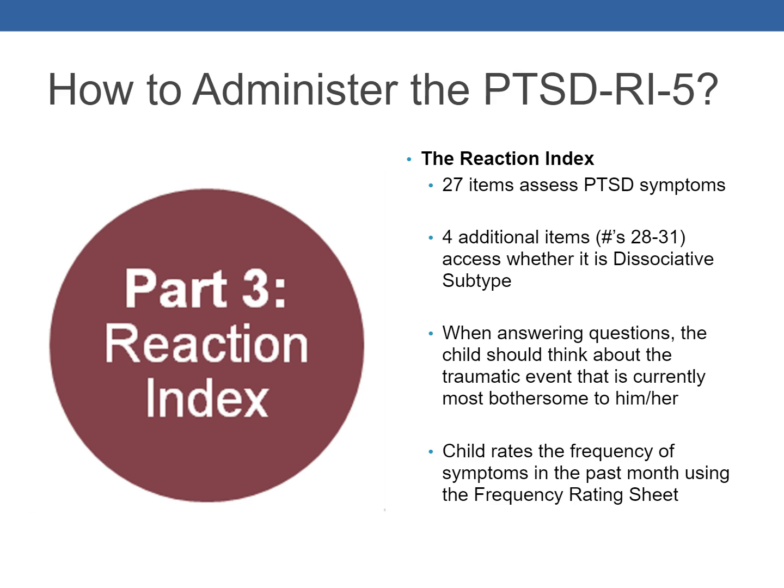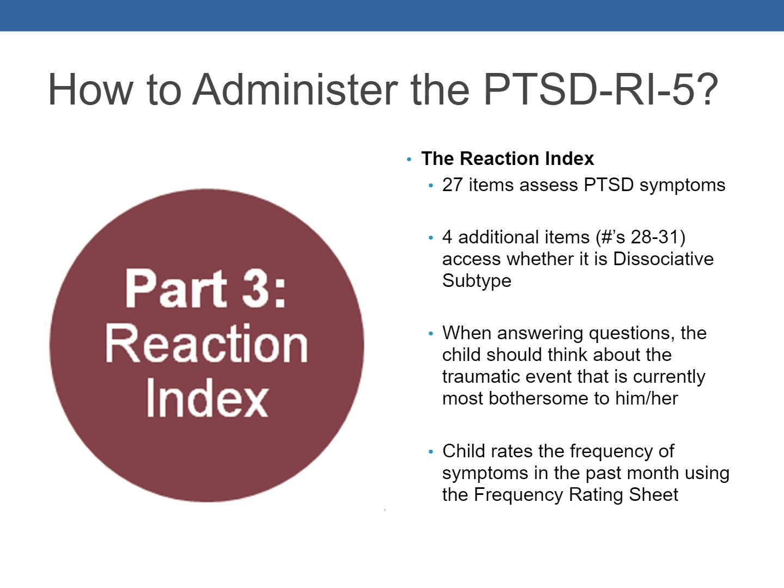Once you have completed the trauma and loss screen and detail sections, you're ready to move on to the reaction index section. There are 27 items on the UCLA PTSD RI in the reaction index section. These items assess for different symptoms of PTSD from the DSM-5, and 4 additional items assess for whether or not the client is experiencing dissociative symptoms.